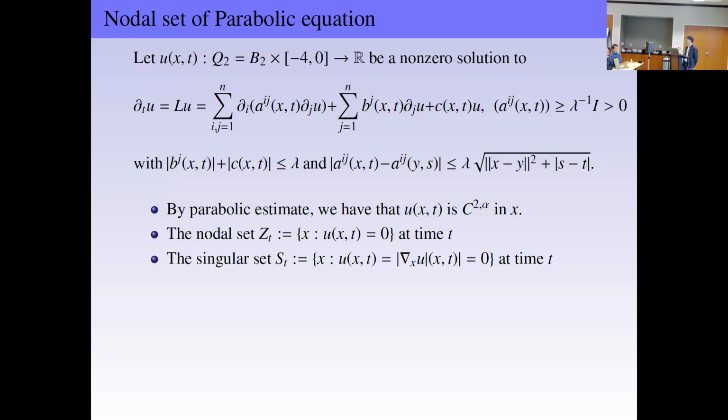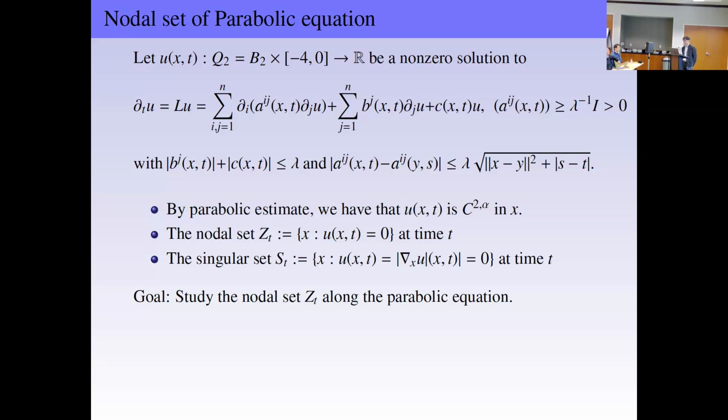And in this talk, we will study the nodal set at each time slice. So for any fixed time t, we consider the points x such that u(x,t) equals 0. And we also study the singular set, also in the time slice. So we study the points x such that u(x,t) is equal to 0 and the gradient of u is also equal to 0. So the gradient is only in the space variable. So the goal in this talk is to study the nodal set Z_t of the parabolic equation.